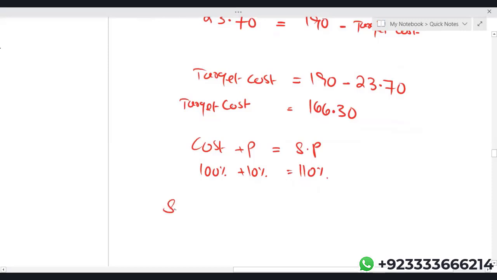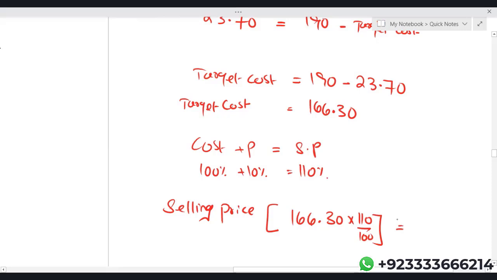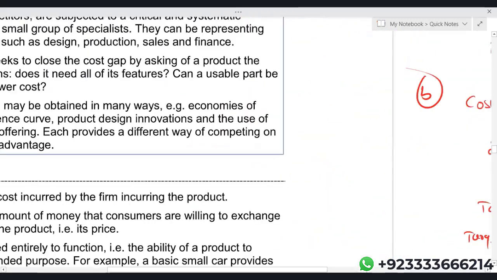So let's decide the selling price. What should be the selling price per digital camera? 166.30 multiplied by 110 upon 100. Students, I'm getting 182.93. So basically the target selling price is 182.93.